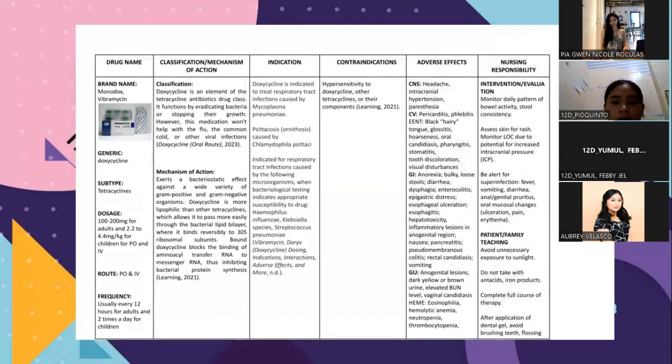So the next subtype that I'm going to discuss is the tetracycline. The generic name of this is doxycycline and the brand names are Monodox and Vibramycin. The dosage is 100 to 200 milligrams for adults and 2.2 to 4.4 milligrams per kilogram for children, by mouth and intravenous. The routes of administration can be intravenously, typically through a vein, or orally by mouth, usually in the form of a pill or liquid. The frequency is usually every 12 hours for adults and two times a day for children.